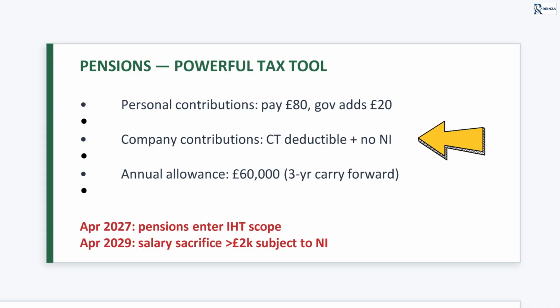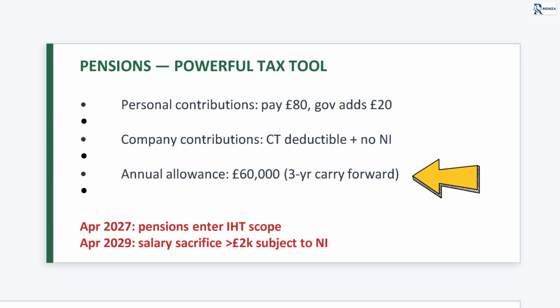For company contributions, the employer pension contribution is fully deductible for corporation tax and is completely free of national insurance. This makes it one of the most tax-efficient ways to extract profits from your company. The annual pension allowance is £60,000, and you can carry forward any unused allowance from the previous 3 years.